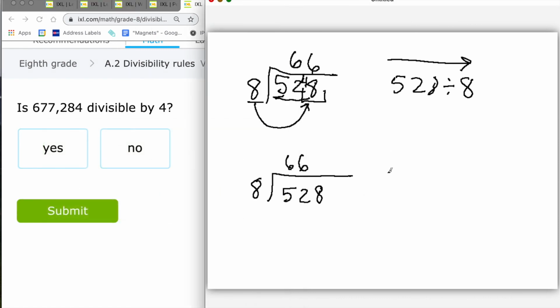That about covers it. So we did 3s and 9s. We did 6s. These are adding. 6s are, does 2 and 3 go into it? 4s and 8s are the last 2 and the last 3.